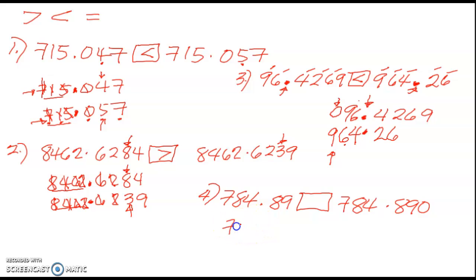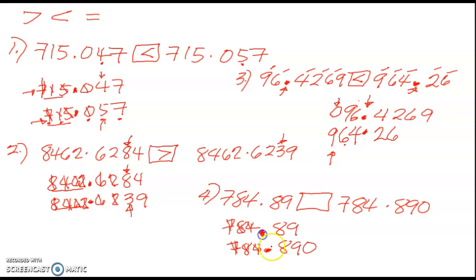Okay, we are going to compare that, align that. So, 784 and 89 hundredths compare with 784 and 890 thousandths. Okay, so this is the decimal point. Take note of that. So again, the whole numbers, start with 7. 7 and 7, they are the same. 8 and 8, which is in the tens place, the same. 4 and 4, which is in the ones place, they are the same.